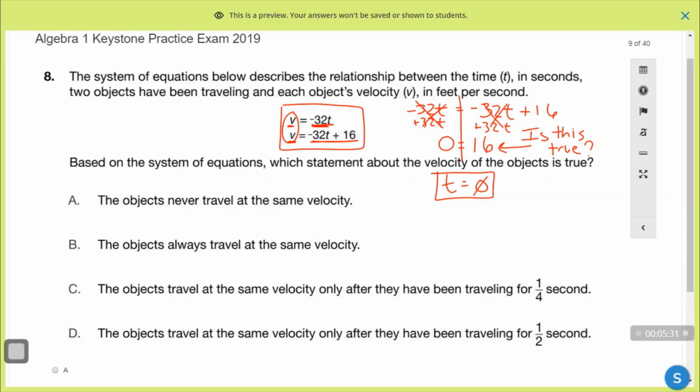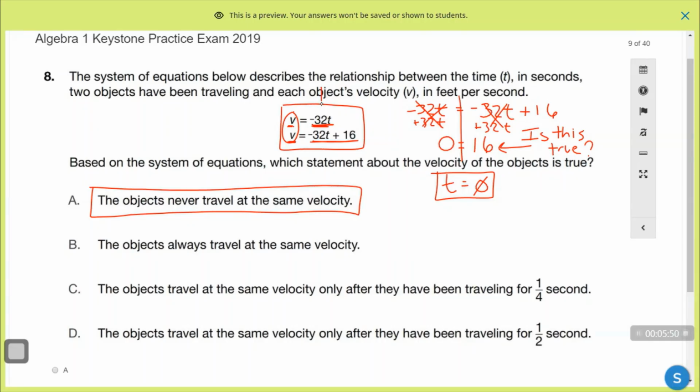Now from that, I want to go down and see what different options they're giving us to choose from, to see which statement is actually true. Let's look at letter A. The objects never travel at the same velocity. Well, that's exactly what we just said. We said the velocities will never be equal. They will never travel at the same velocity.